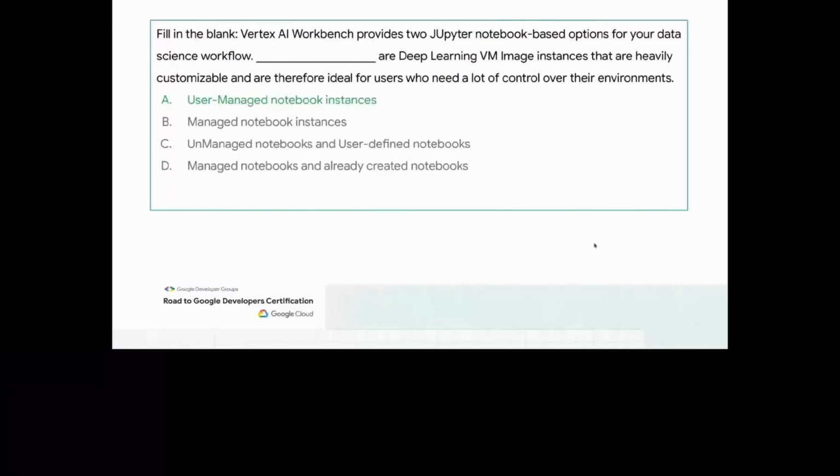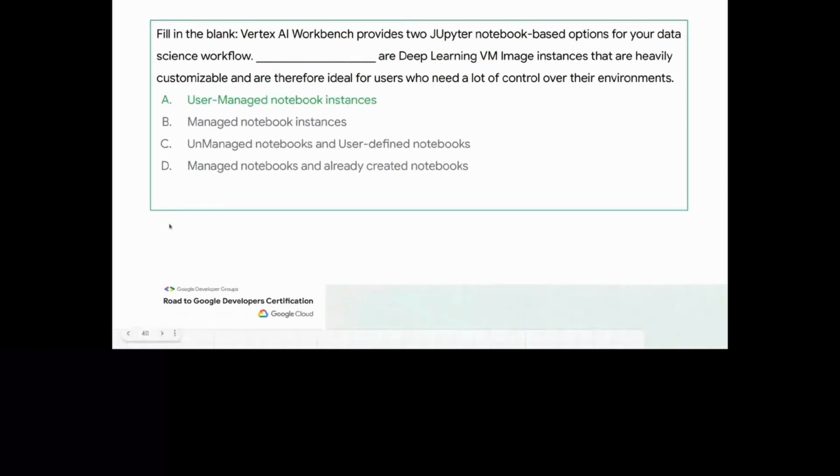The question was, basically, Vertex AI Workbench provides two Jupyter Notebook-based options for your data science workflow. These notebooks are deep learning virtual machine image instances that are heavily customizable and are therefore ideal for users who need a lot of control over their environment. And the answer was user managed notebook instances, simply because it's a Jupyter online on the Google Cloud.